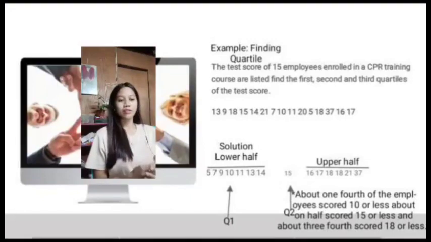We have test scores for 15 employees who attended a CPR training course. The test scores are listed below. We need to find the first, second, and third quartiles of this dataset.